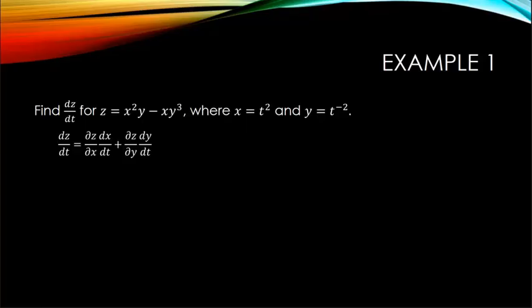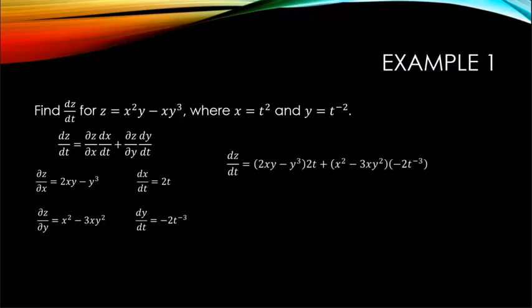So I'm going to take the partial of z with respect to x, and I get 2xy minus y cubed. And dx/dt is 2t. The partial of z with respect to y is x squared minus 3xy squared, and dy/dt is negative 2 times t to the negative 3. dz/dt now becomes the quantity 2xy minus y cubed times 2t, plus the quantity x squared minus 3xy squared times negative 2t to the negative 3.